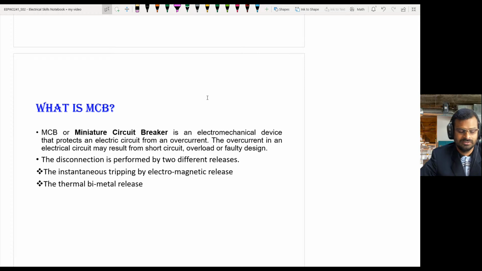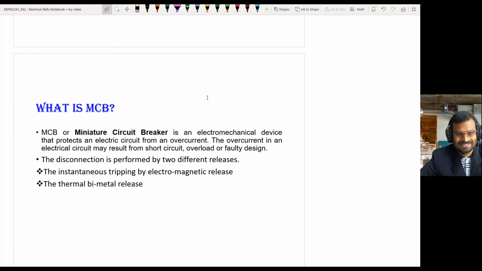With the help of a trip curve, we are going to see from which current to which current we can call it an overload, and above which current we can call it a short circuit. For doing this work inside an MCB, we have two mechanisms.